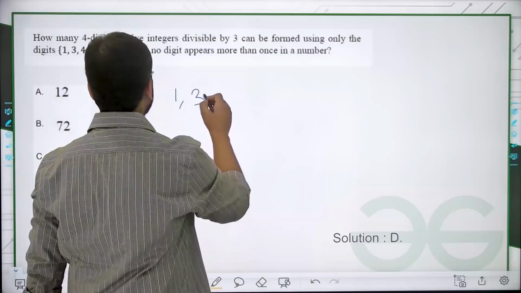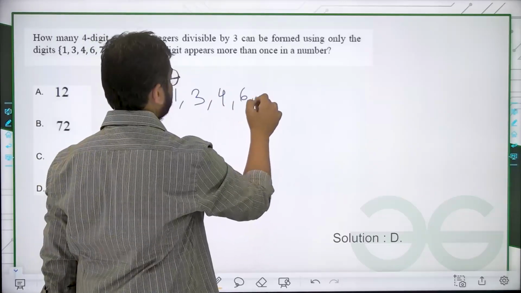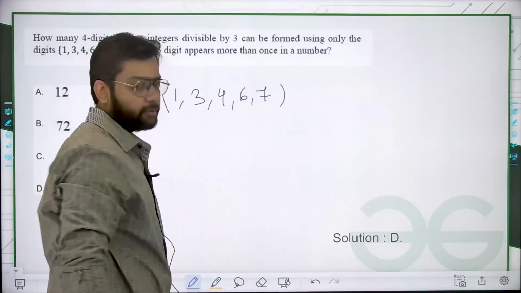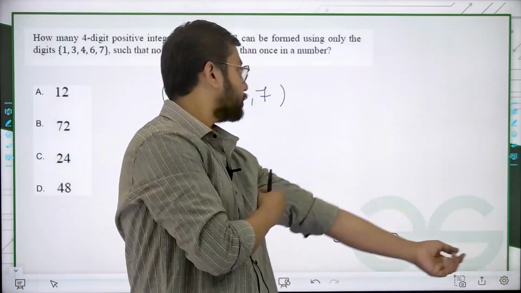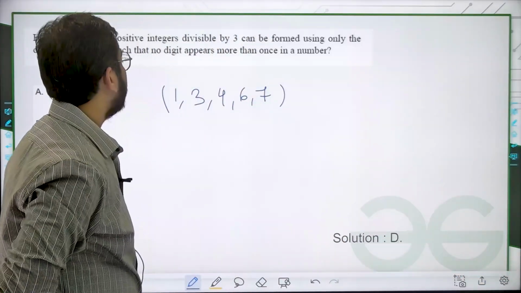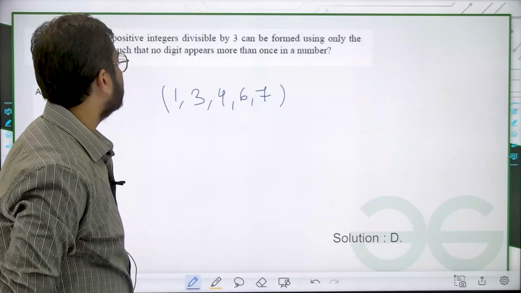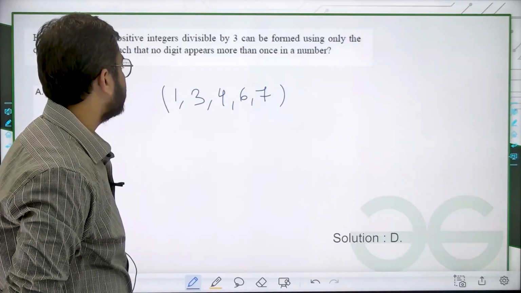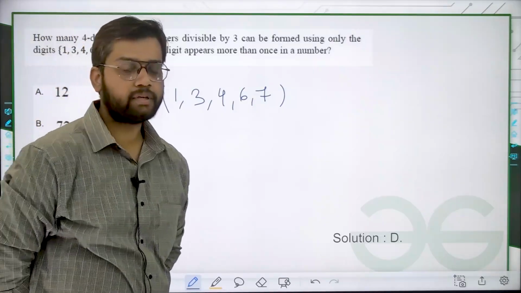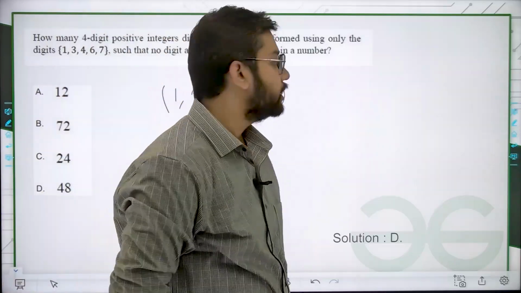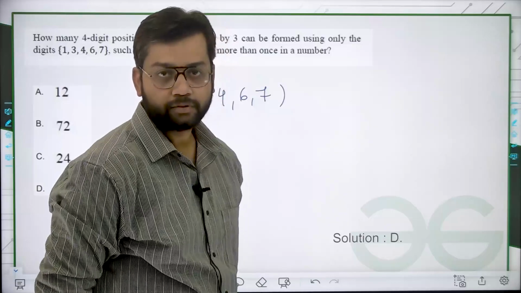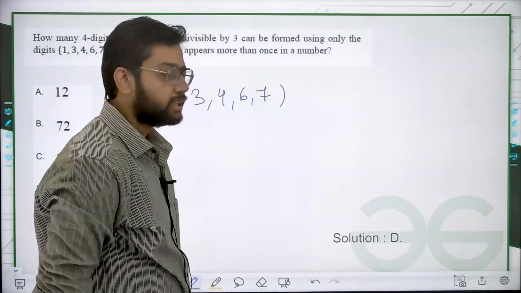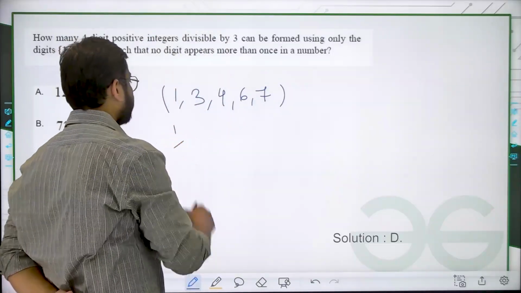Okay, so the numbers are 1, 3, 4, 6, 7. We have to make combinations in such a way that the number is divisible by 3. If you add these numbers, 1 plus 3 is 4, 4 plus 4 is 8, 8 plus 6 is 14, and 14 plus 7 is 21. It means that if you combine all the numbers, the sum is divisible by 3. If I remove 1, then it will not be divisible by 3. So 1 will be in our set.